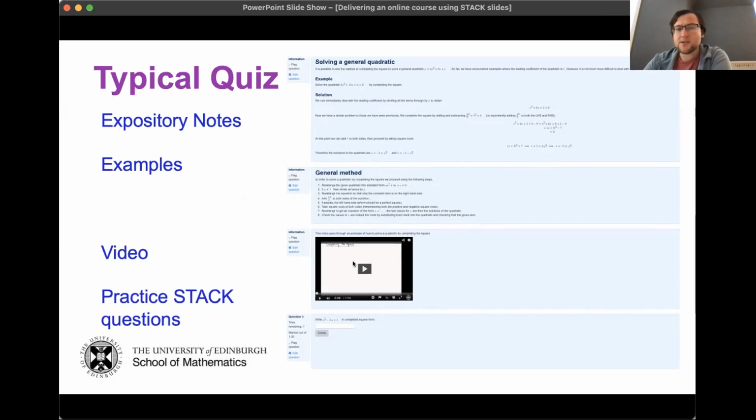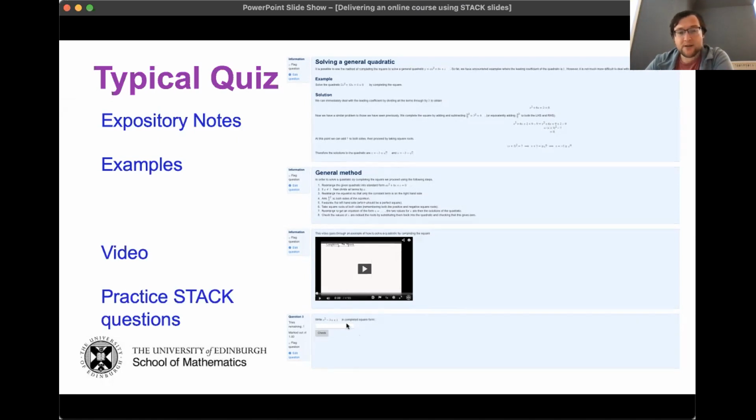But then below that, you can also see that we made use of embedded videos. I'll talk about this in more detail in a little while, but essentially every quiz also had some videos in which I would spend about 5 to 10 minutes going through examples live in person as well. And in general, students seem to really appreciate this.